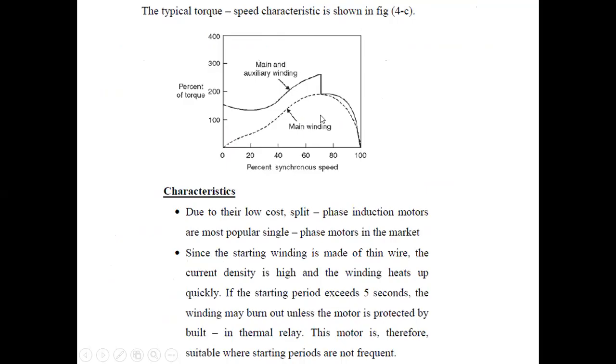So the typical speed characteristic is as shown. So during startup, we have both the main and auxiliary winding at around 75% of synchronous speed. The auxiliary winding is switched off, and we now operate on the main winding. So characteristics, mainly due to low cost, the split phase induction motors are the most popular single phase induction motors in the market. Since the starting winding is made of thin wire, the current density is higher and the winding heats up quickly. If the starting period exceeds 5 seconds, the winding may burn out unless the motor is protected by a built-in thermal relay. This motor therefore is suitable where starting periods are not frequent.